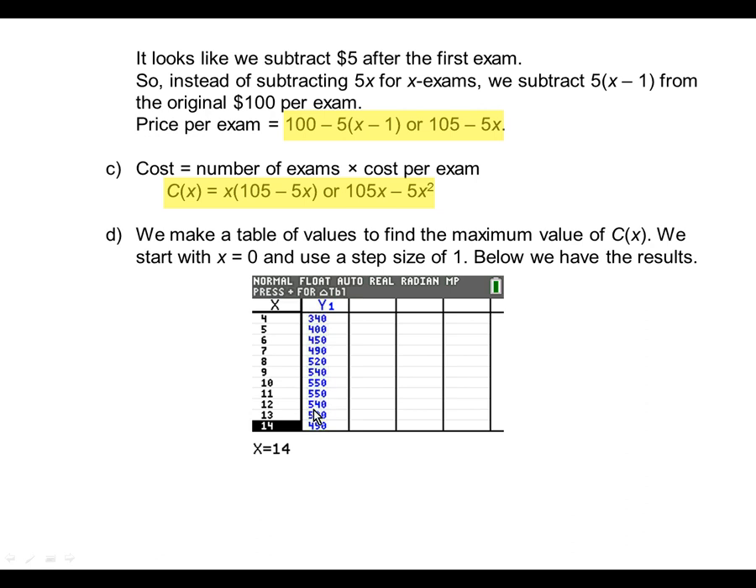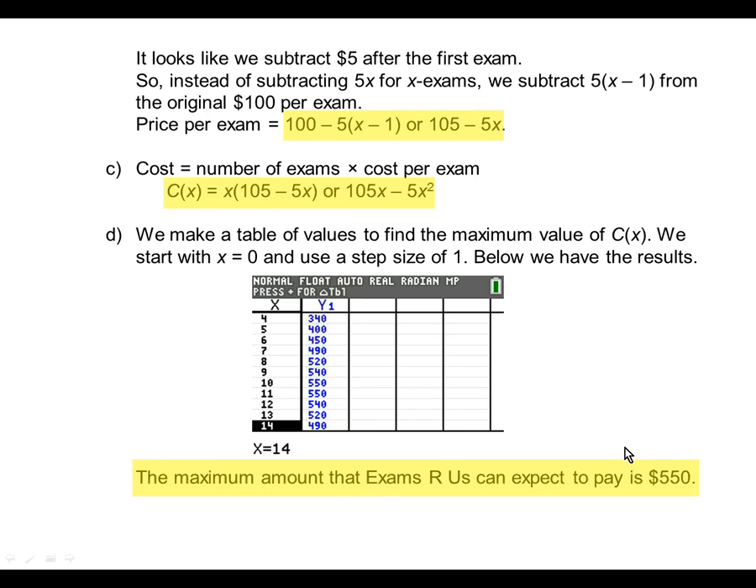Now, we want to find the maximum value of c of x. That means we want the y1. The maximum value of c of x is $550. So the maximum amount that Exams R Us can expect to pay is $550. So notice that means if you're selling exams to them, that's the most that you're going to make, $550. That's the end of section 2.1.